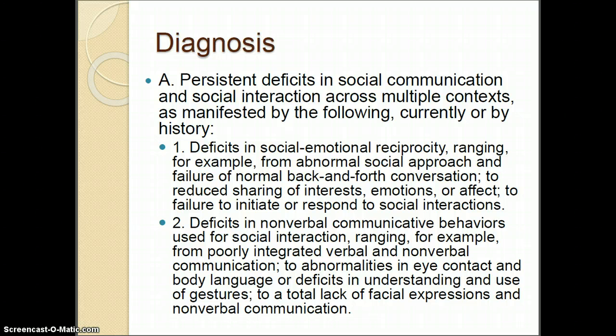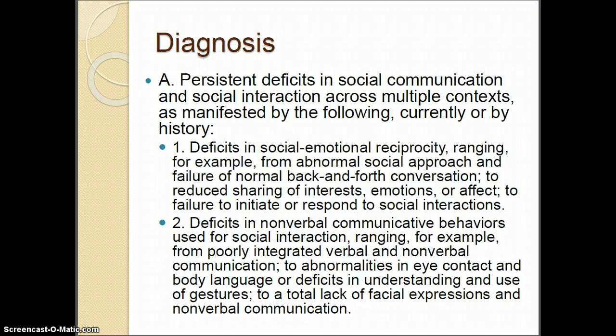So we're going to see deficits in social communication in two different areas in order for a diagnosis of autism to occur. The first area is deficits in social emotional reciprocity, so the back and forth of communication, the ability to use language, the ability to communicate in any sort of relationship with another person. Even if it's just a brief 5-second interaction, it's still a relationship that exists in that moment.